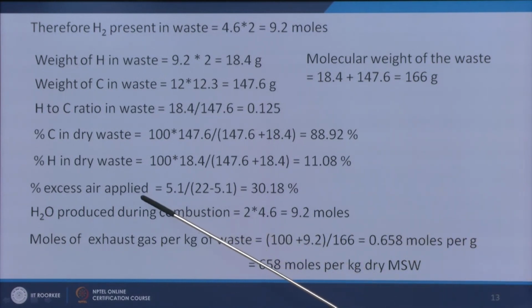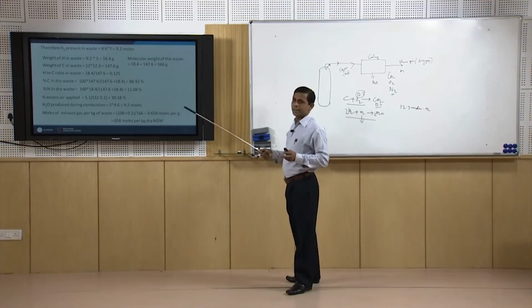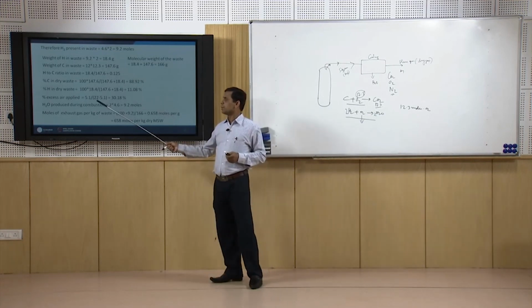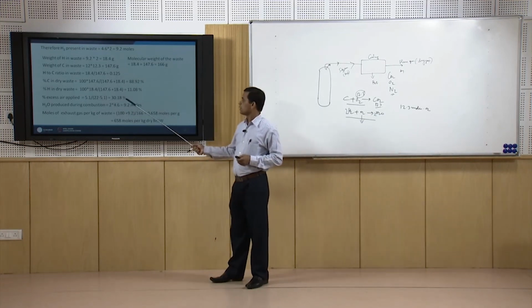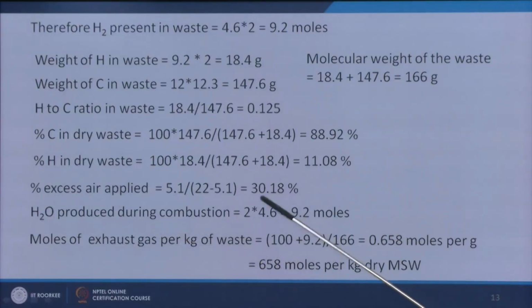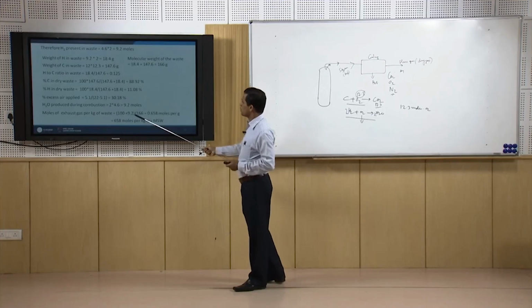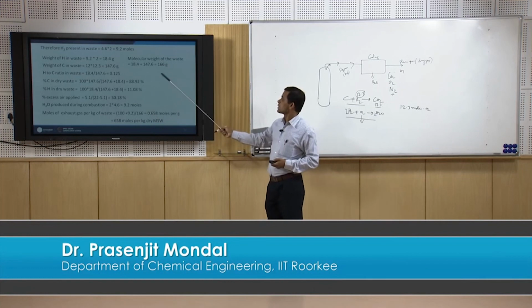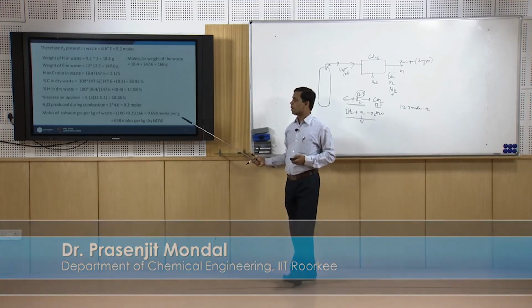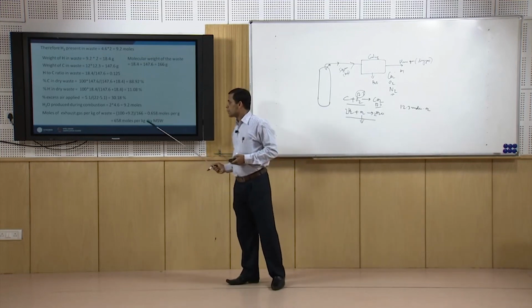Percent excess air applied is how much? We have 5.1 excess, and the reacted oxygen is 22 minus 5.1, so 5.1 divided by 16.9 is equal to 30.18%. H2O produced during combustion is 2 into 4.6, that is 9.2 moles, because of the two reactions. So, the moles of exhaust gas per kg of waste: 100 was our assumption for dry flue gas, and now we have 100 plus the H2O, that is 9.2. So 100 plus 9.2 divided by 166 is equal to 0.658 moles per gram of MSW, that is equal to 658 moles per kg of dry MSW.